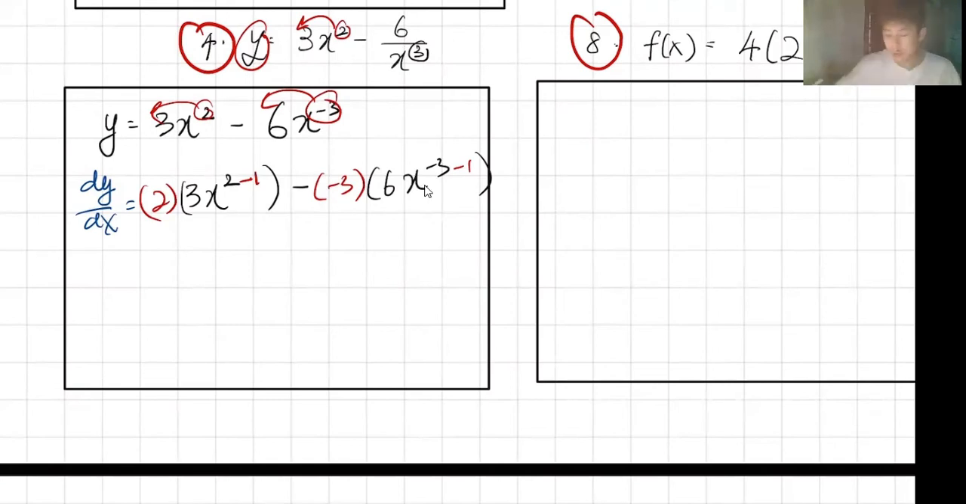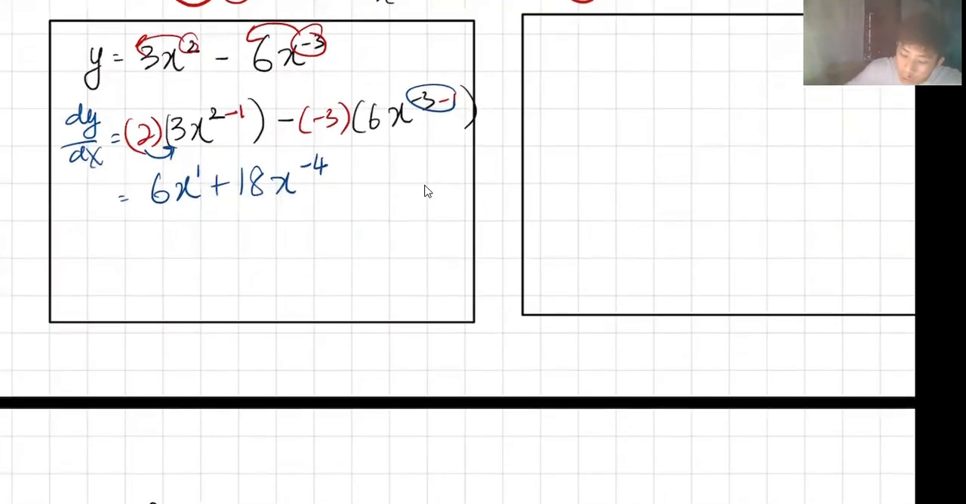Yeah, still recording. Okay, so now what I do is I just solve it. I just simplify it. So 2 times 3 gives me 6x. 2 minus 1 gives me 1, power of 1. So minus minus gives me plus. And then 3 times 6 gives me 18. Then I have x to the power of minus 3 minus 1, which is minus 4. I minus 3 and I lost another 1. So I lost 4 in total. So it's a minus 4. So I get 6x, because power of 1 I don't have to write.